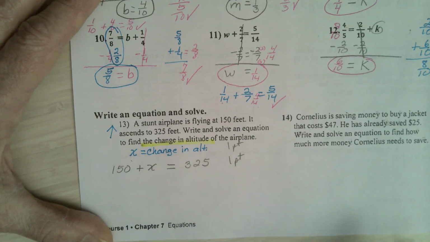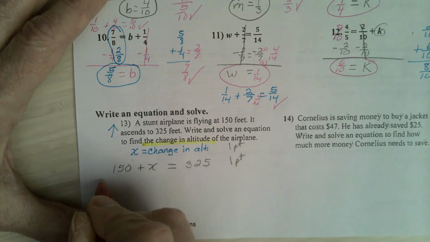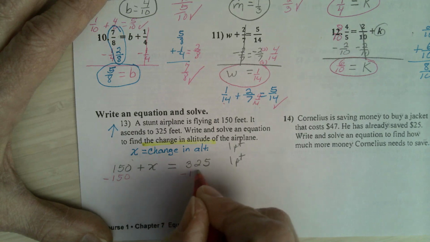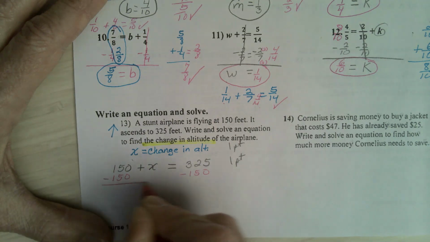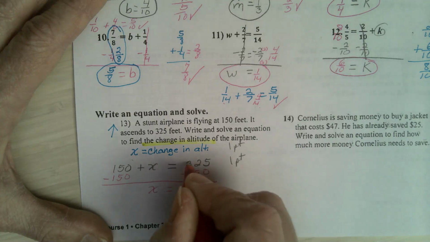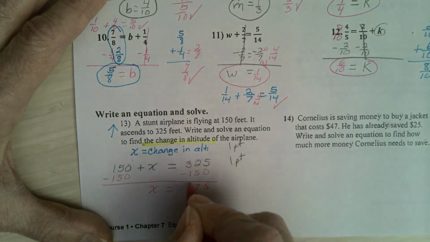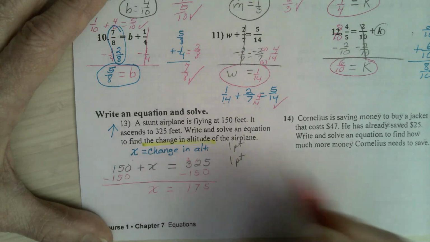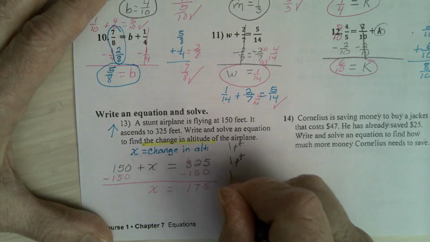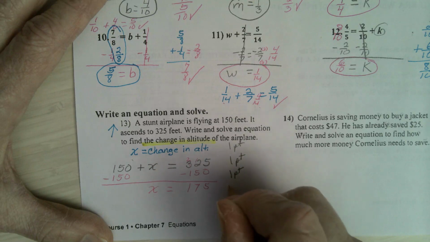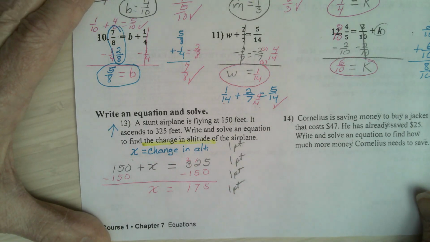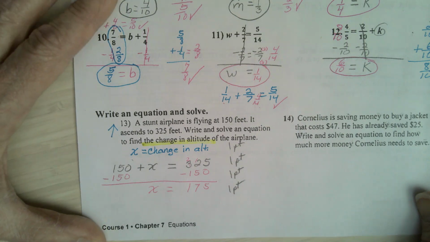Now we show your work. You have to get x all by itself. Minus 150, minus 150. X equals 175. You get 1 point for showing your work, subtracting 150, 1 point for the answer. See how that's 4 points already? How do you get your final point?